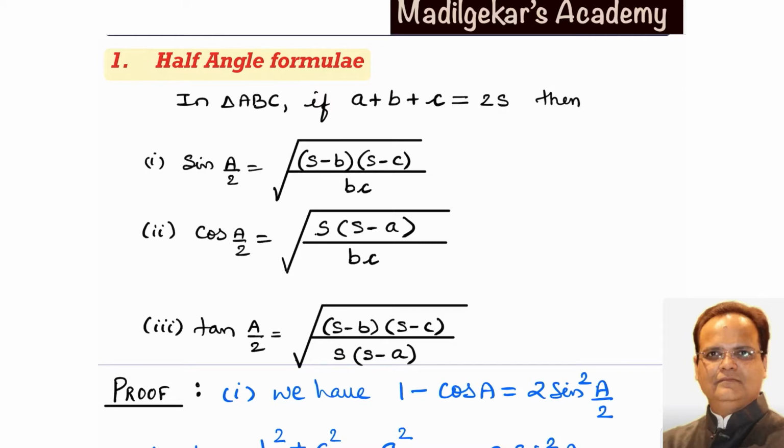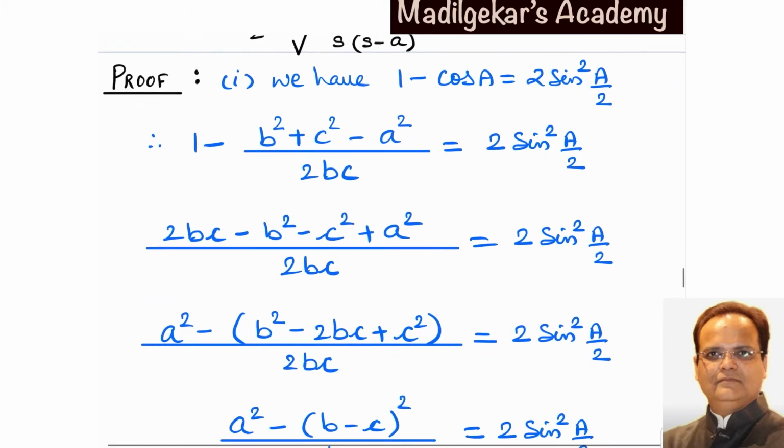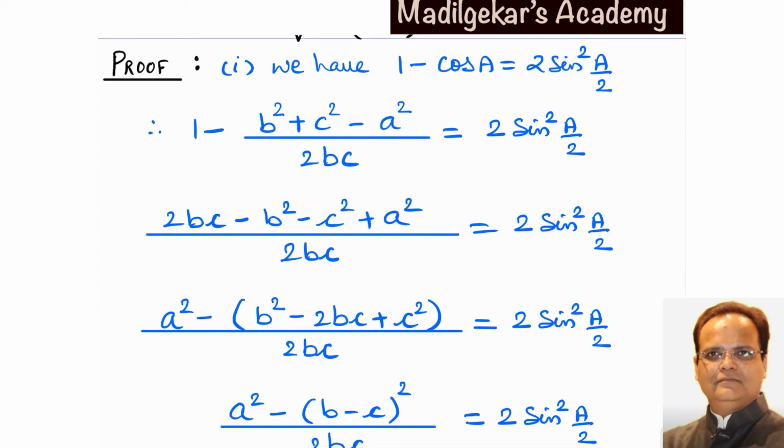What we have to prove? Sin A by 2 equals square root of (s minus b)(s minus c) upon bc. So let's start the proof of half angle sin A by 2. We know that 1 minus cos A is 2 sin square A by 2. By cosine rule, we can replace cos A by (b square plus c square minus a square) upon 2bc. In LHS, take LCM as 2bc. So it gives 2bc minus b square minus c square plus a square.